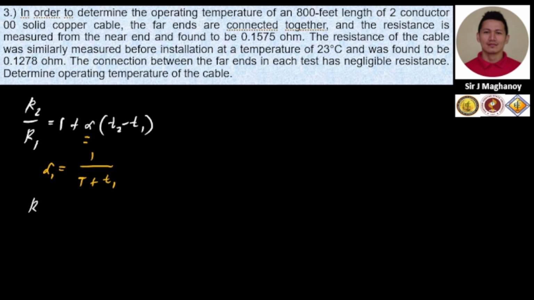The final resistance over the initial resistance is equal to 1 plus your temperature coefficient with respect to your initial temperature, times your final temperature.